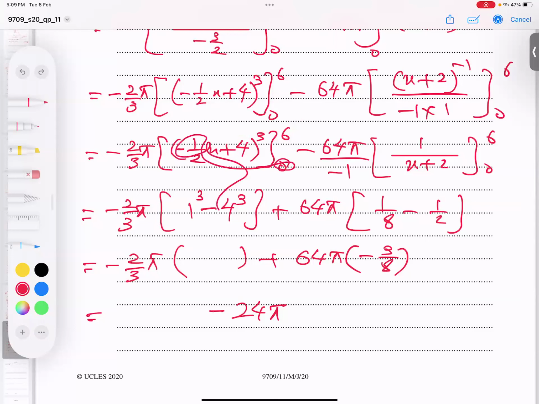When I plug in 0, I got 4 to power 3. So this is all okay now. 1 minus 64, I get negative 63 inside. Into 2 by 3, I get 42 pi. And 42 pi minus 24, I get 18 pi. So 18 pi units cubed is our required answer. I believe the point is very, very clear.